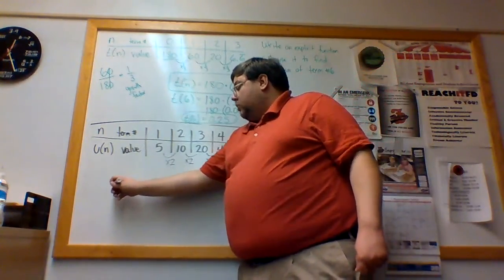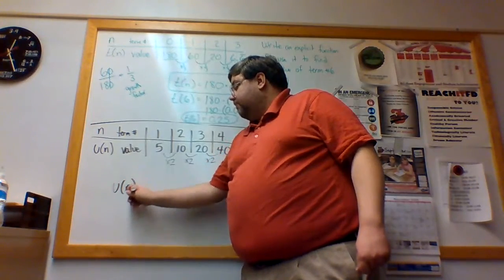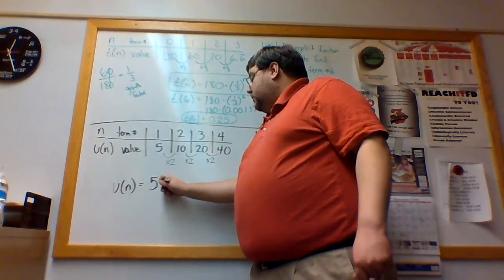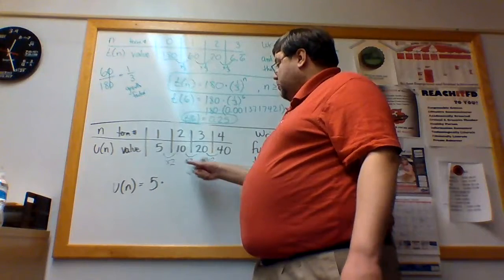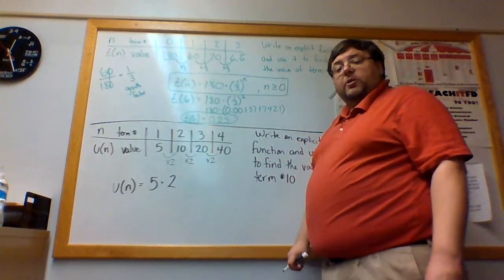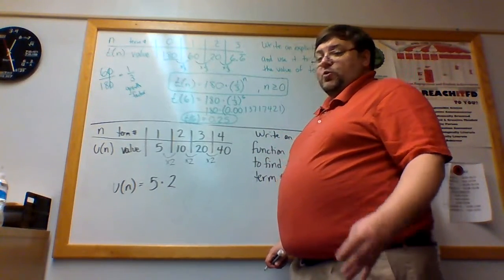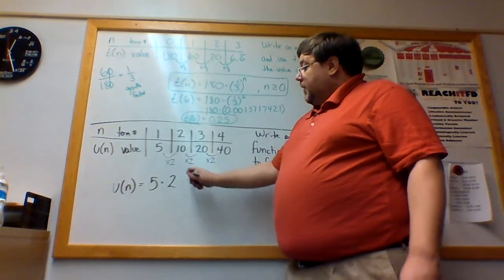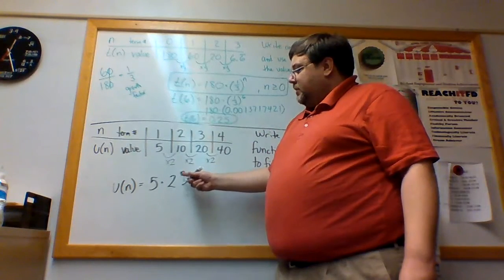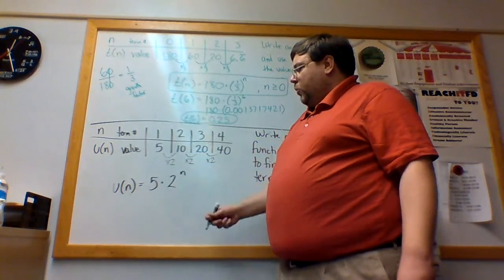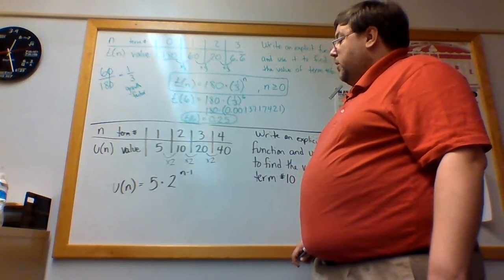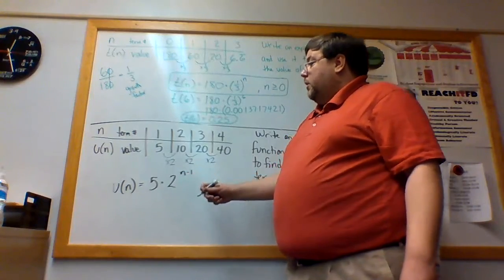So when I go to write my rule, it's going to say u of n equaled 5 times 2, because it's going to multiply that 5 by 2 over and over again. And then we use an exponent to say how many times to multiply by that 2. Now here's where this one gets a little tricky. Because if I just put n here, term 1 would tell me to multiply by 2 once. I don't want to multiply by 2 yet on term 1, so I take 1 away from that exponent. So my exponent there is going to be n minus 1.